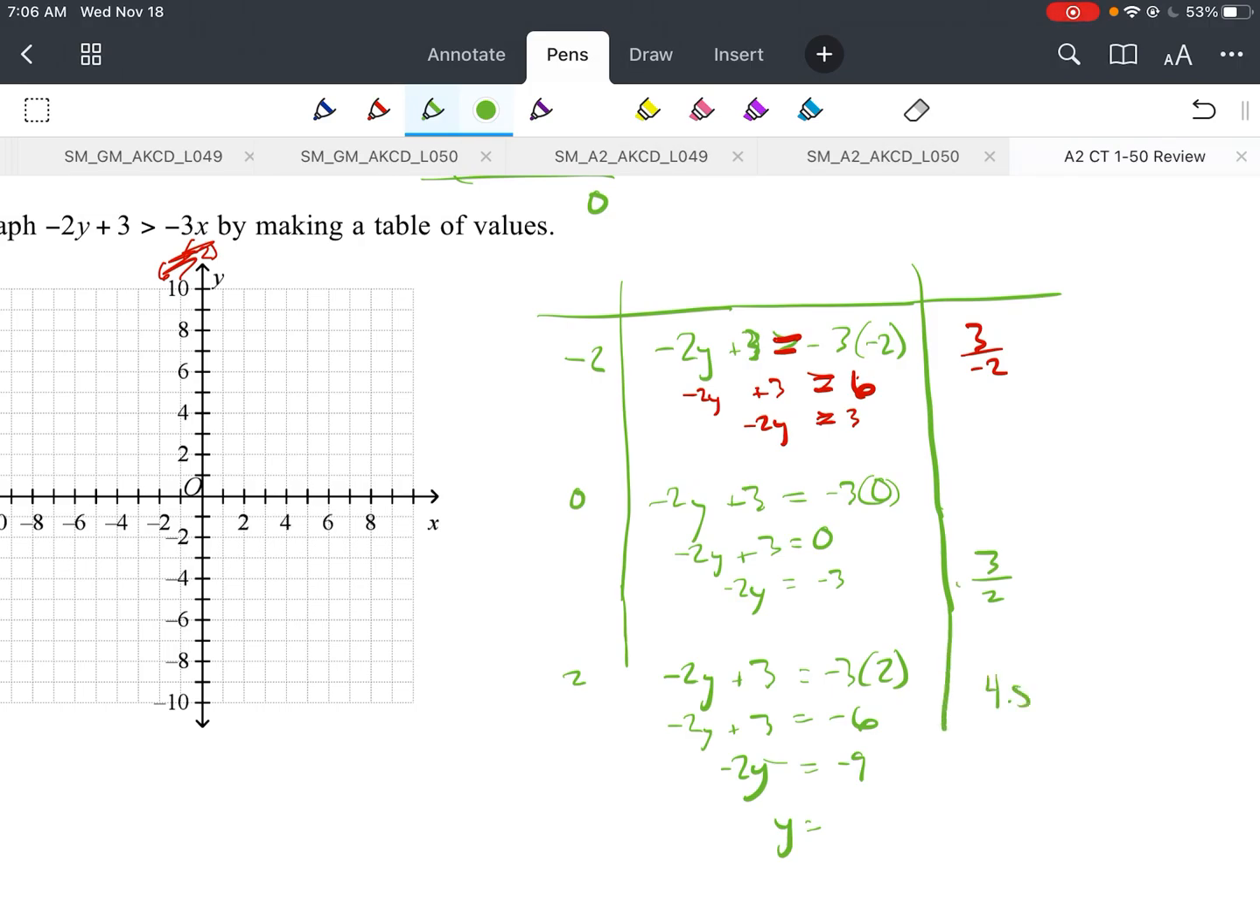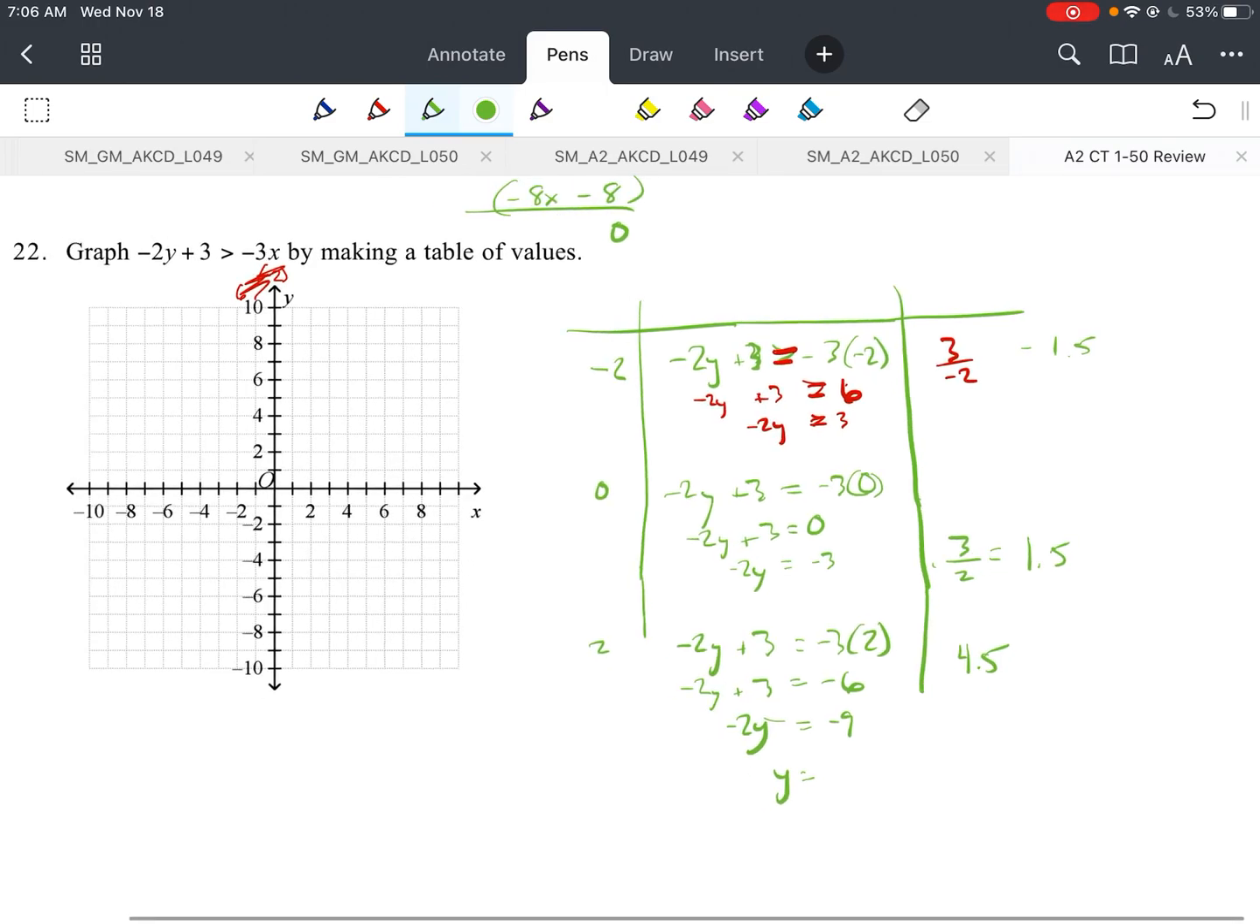Yeah, 4.5. I might change all these to decimals just so they're easier to graph. 3 halves is 1.5, and negative 1.5. So let's go graph those, make sure they're in a line, and hopefully I didn't make any mistakes. An easier way maybe would have been to solve for y first, and then get your values. You could even steal them from your calculator at that point. Probably save you a little bit of work.